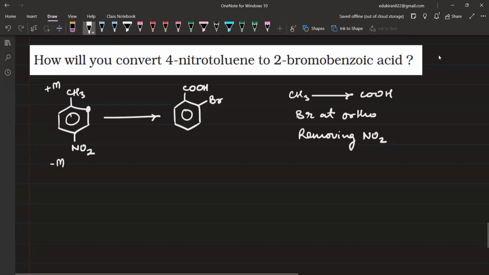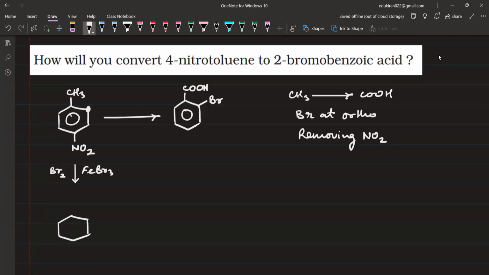ठीक है, तो सबसे पहले हम लोग क्या करने वाले हैं, here we are going to add bromine. How are we going to add bromine? ब्रोमिनेशन होता है Br2 in the presence of FeBr3. This is going to give you the benzene ring as it is, the CH3 group as it is, the NO2 as it is, and there will be a bromine added to the molecule. ठीक है, यहां तक हो गया.